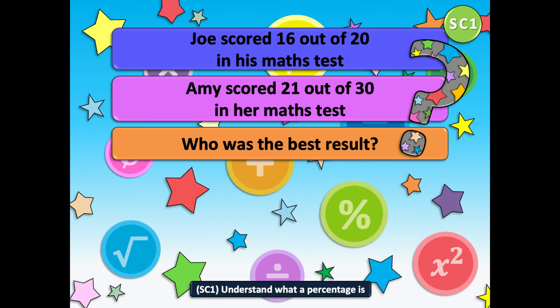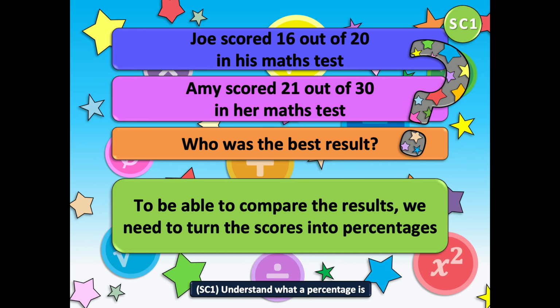So if Joe scored 16 out of 20 in his maths test, and Amy scored 21 out of 30 in her maths test, who had the best results? Because they're both out of different amounts, it's difficult to compare these results. So to be able to compare the results, we need to turn the scores into percentages.